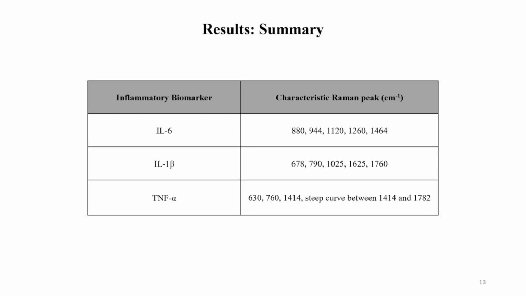So interleukin 6 had these many number of characteristic Raman peaks, the shifts, and interleukin 1 beta and TNF alpha. The main aim of this experiment was to standardize what can be the optimum power intensity and laser timing that can be used to detect these inflammatory biomarkers on the source substrate. So these are the peaks which are specific to the interleukins that I've mentioned here.